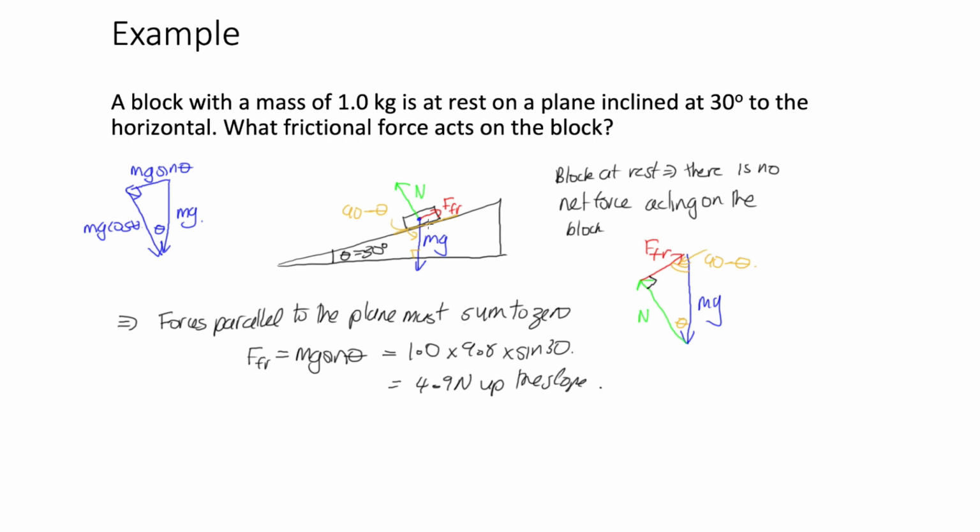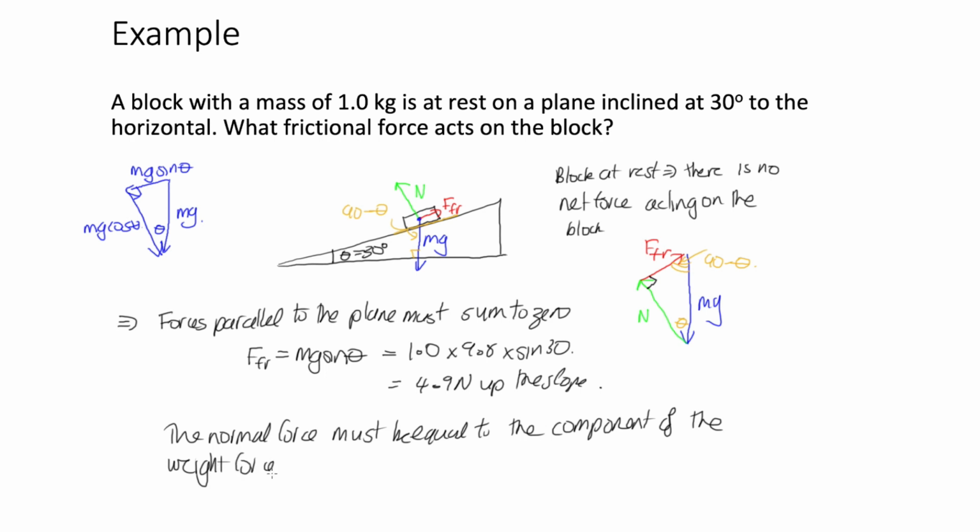Now the question doesn't ask us to do this, but we can also find the normal force. So the normal force must be equal to the component of the weight force perpendicular to the plane. So this tells us that the normal force must be equal to mg cos theta. While the weight force is pulling it down into the plane, the normal force is pushing it up out of the plane. So these two completely cancel each other out and it doesn't move.